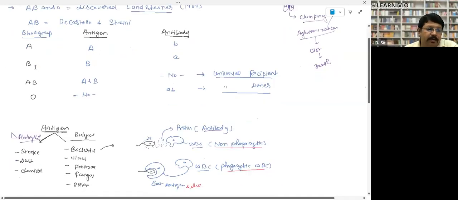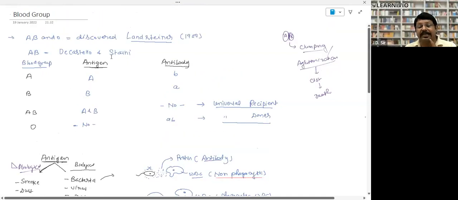Blood group may be A, B, AB, and O. So the name of the blood group is on the basis of their antigen. Do you have an idea what antigen and antibody are? Tell me quickly first.